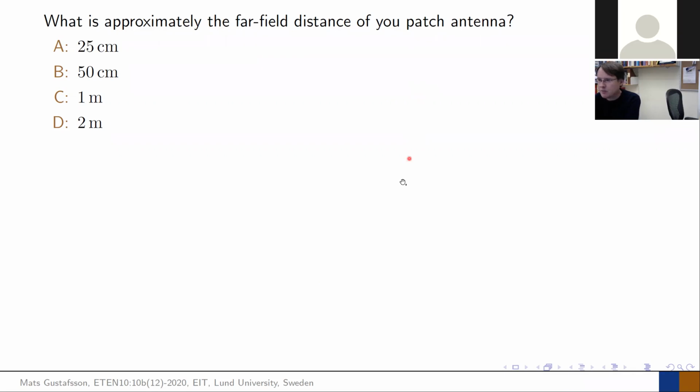Let's close down this one. So first of all, how should you determine it? You have to use the formula that we had. In this case, we had this R_F, which was 2D² over lambda. If we start with this one, what is lambda? What is lambda for your patch antenna?